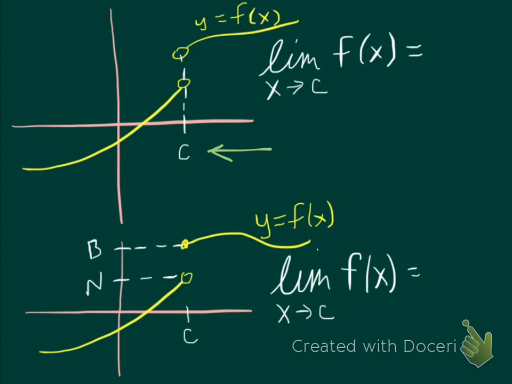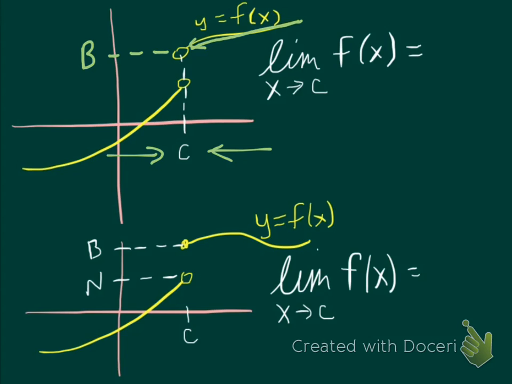Here we have a limit as x is approaching c. So again, same thing, x is approaching c. But from the right, what we see here is that the y values are approaching some number, and that number happens to be up here. And we'll call that number b.